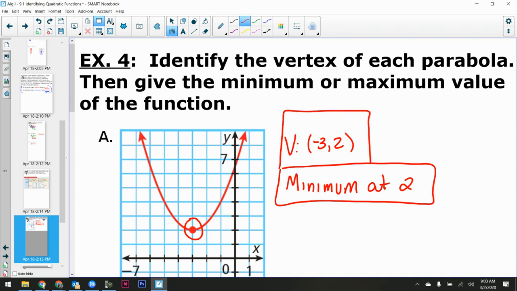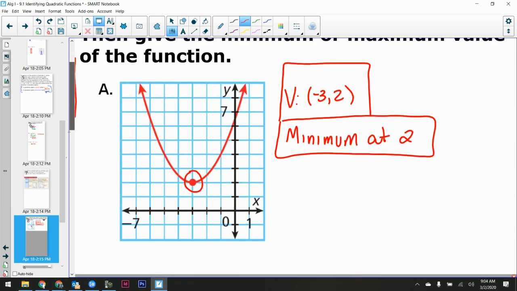The state test loves to just give you the y value to make sure that you know. They would say, okay, the minimum's at 2. Where's the x value that that happens at? It's actually just asking you for the vertex. Okay.